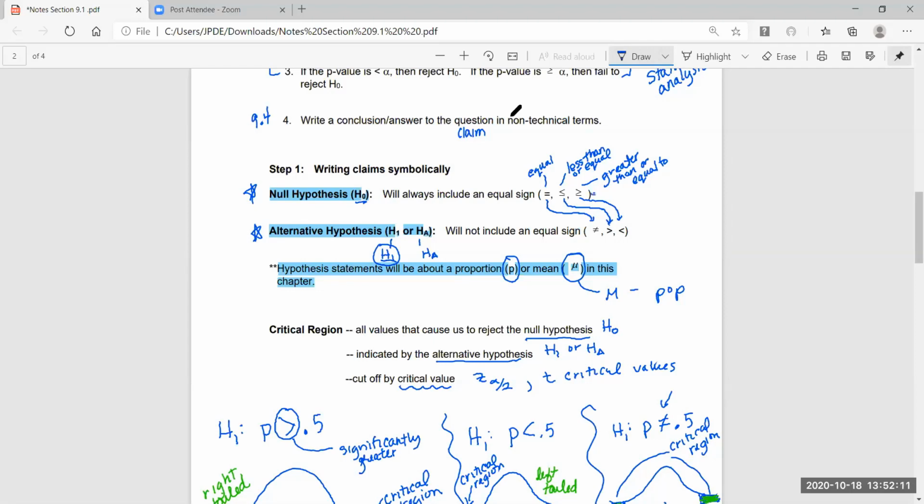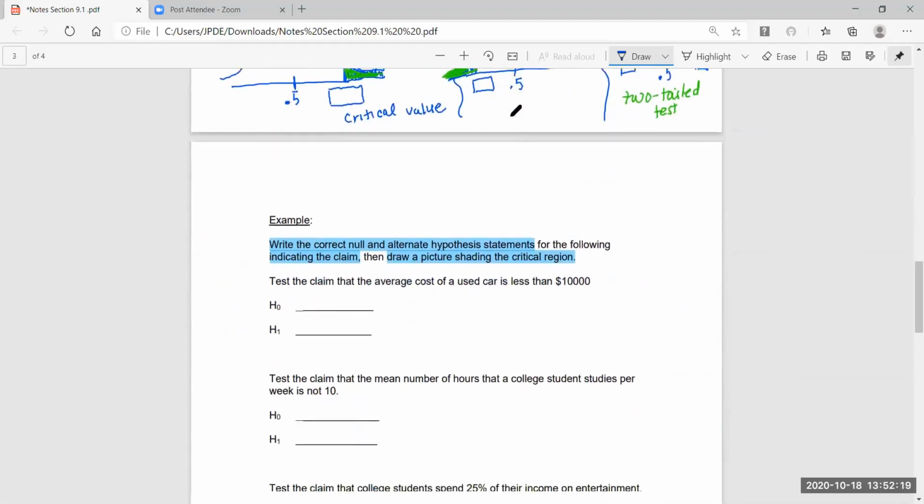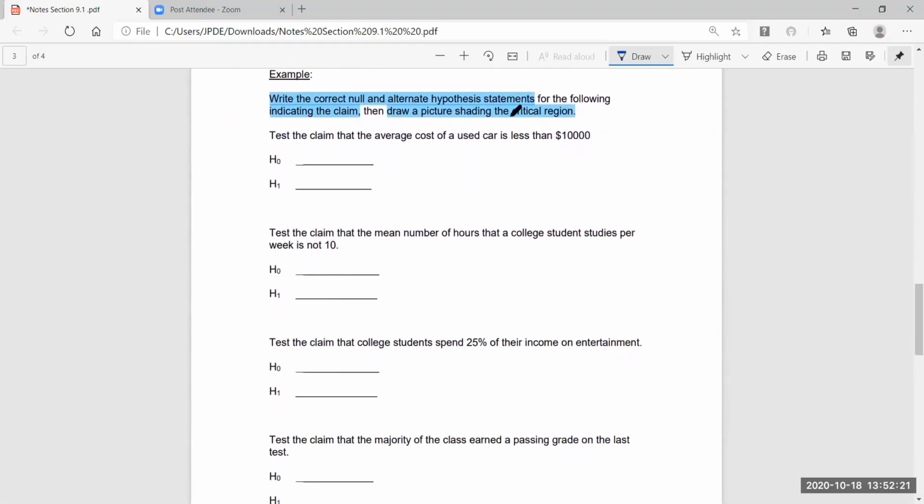So these three symbols you'll see in the H0. These three symbols you'll see in the HA or the H1. So here's how I do this. We're going to look at these examples. Let's look at what the claim says.